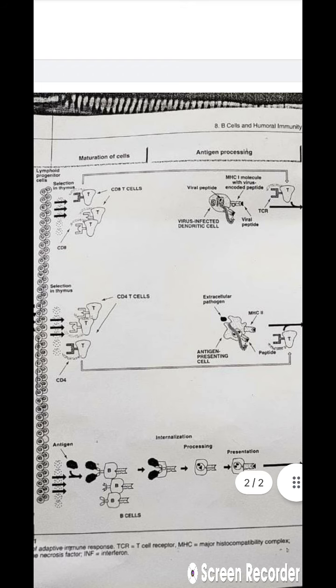Why a pivotal or central role? Because it is giving help to both the humoral as well as the cytotoxic immunity. Both arms of the immune response are getting help from the CD4 T cells. Okay. Now I will discuss the upper row. Upper row means it is the cytotoxic immunity.